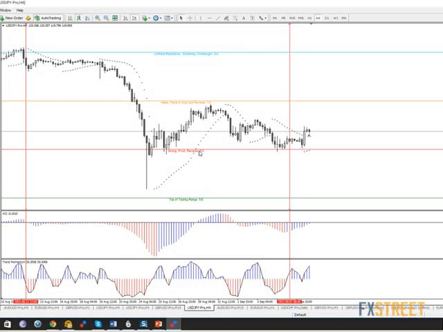Why? Because we were buying from support after the price has retraced. We won't be buying here or here. We want to see a confirmation.